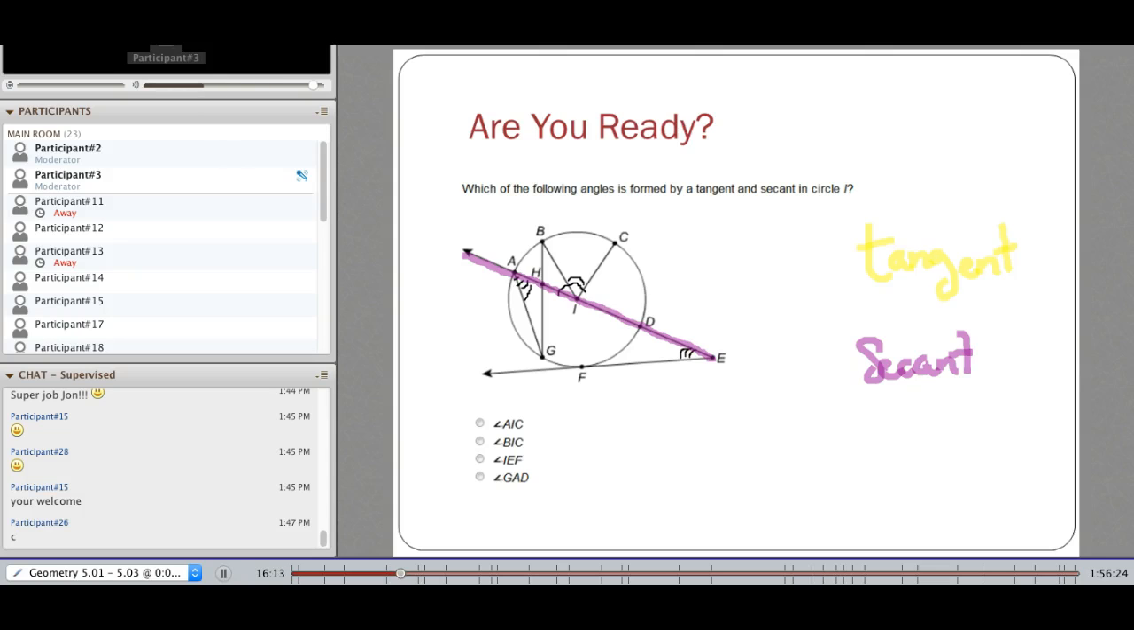Okay, I'm going to highlight a tangent for you now, and this should make it pretty clear which angle is formed by a tangent and a secant. The tangent is in yellow. It intersects the circle only once. The secant is in purple. It intersects the circle twice. Which angle is formed by a tangent and a secant? I should have 100% participation on this.